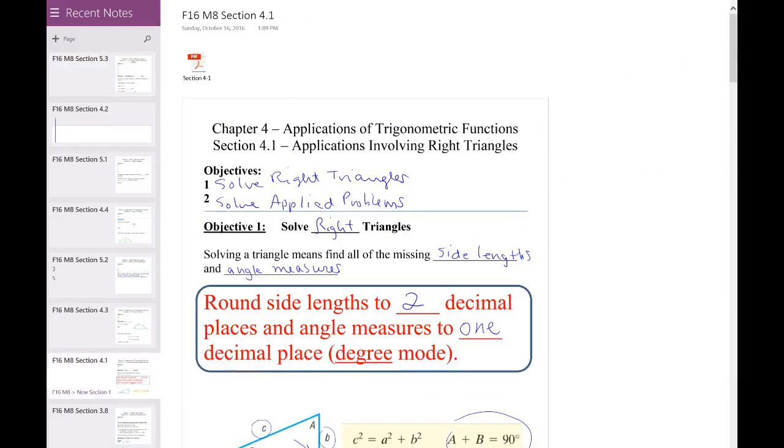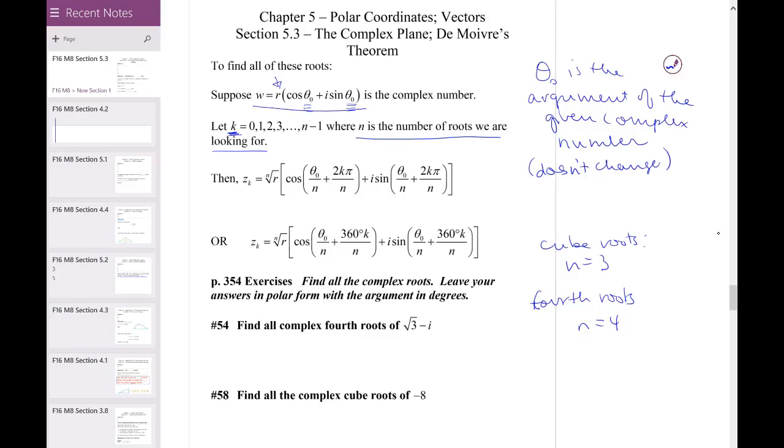See how there's a k subscript here. This k corresponds to this k here and this k here. So theta 0 over n is the same in every root. That part doesn't change. And the nth root of r is the same in every root. So n doesn't change. Theta sub 0 doesn't change. The thing that changes is the k.